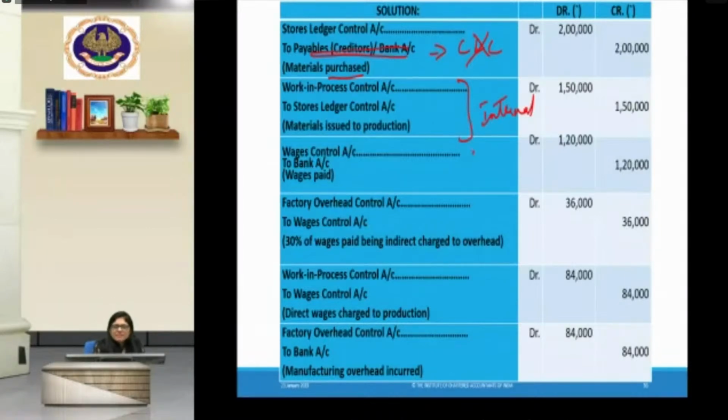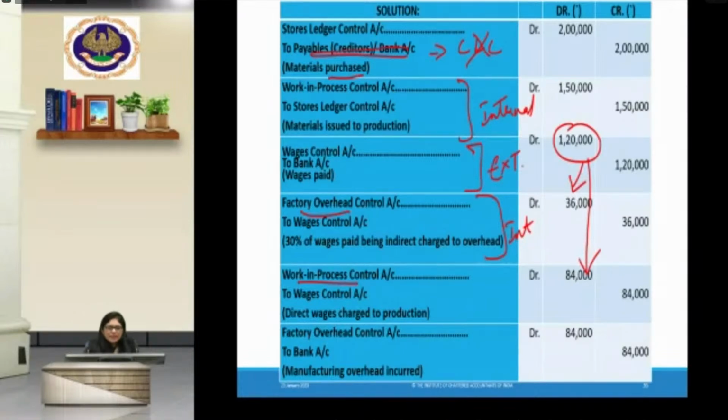Wages paid. This is an external entry. Now, wages are transferring, the indirect are transferring to factory overhead. It's an internal entry. Clear? No change. It will remain the same. So indirect will go to factory overhead and direct will go to WIP. So these are the total wages, and indirect will go to factory overhead and direct will go to WIP. So entry for payment will be with the total amount.